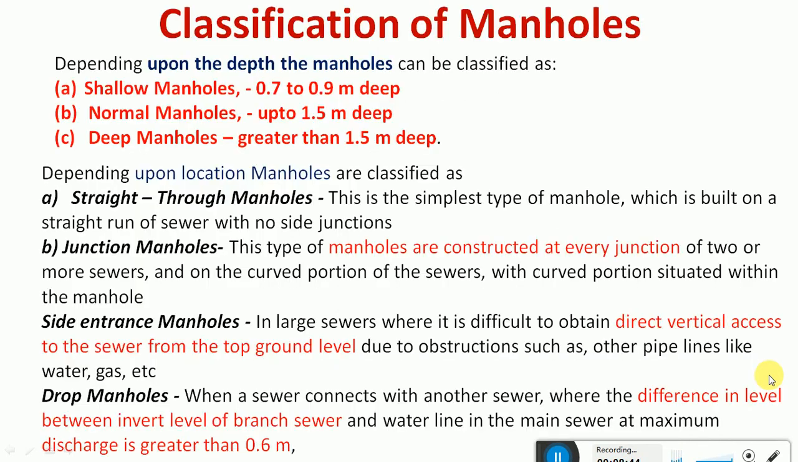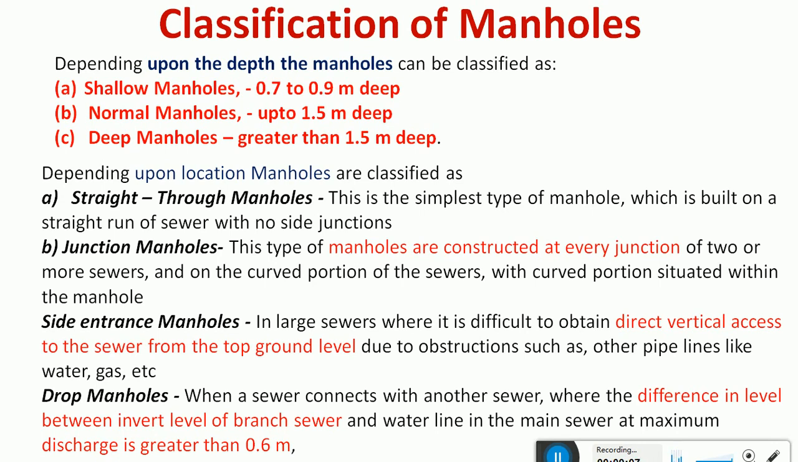So how do we classify the manholes? Normally we classify manholes based on the depth. We call them shallow manholes if the depth of the manhole varies between 0.7 to 0.9 meter. Then we call them normal manholes if the depth is up to 1.5 meter, and we call them deep manholes if the depth is greater than 1.5 meter.